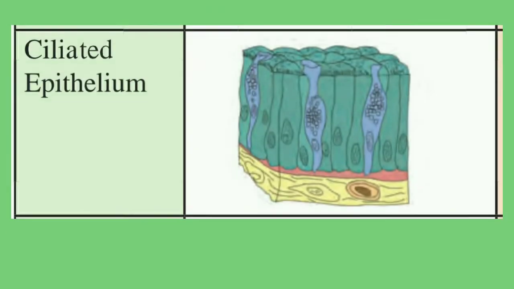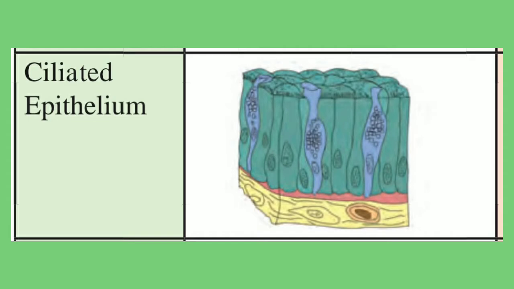Next is ciliated epithelium. They are present in the inner surface of respiratory tract. The upper free surface of cells bears minute hair-like processes. So the function is they push mucus and air forward to keep the air passage free, as it is present in the inner surface of respiratory tract.